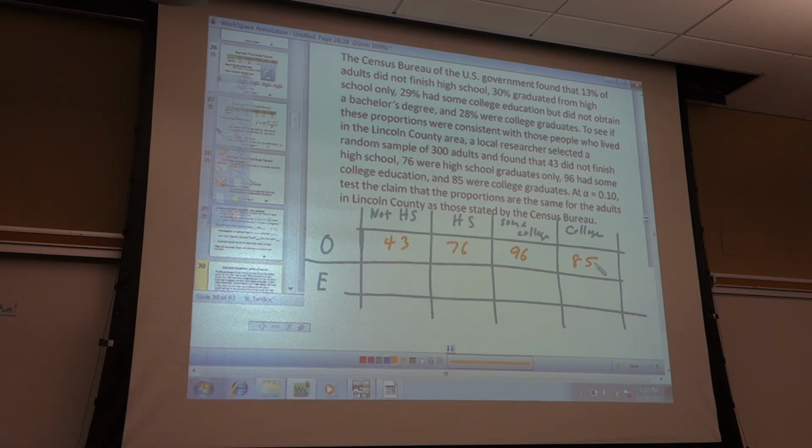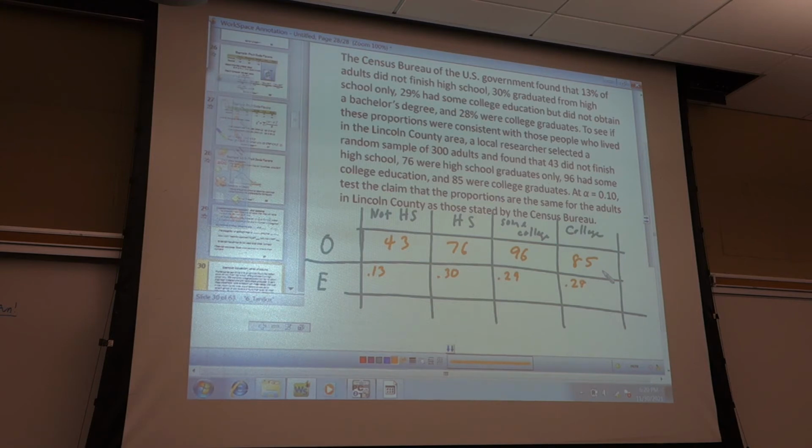Okay, so let's take a look. So that's my observed. My observed are whole numbers. You're always going to be given the observed. I'm just going to give them to you. Here are the numbers. Done. The expected you have to calculate. So let's see. My expected: not high school, 13%. High school, 30%. Some college, 29%. And college, 28%.